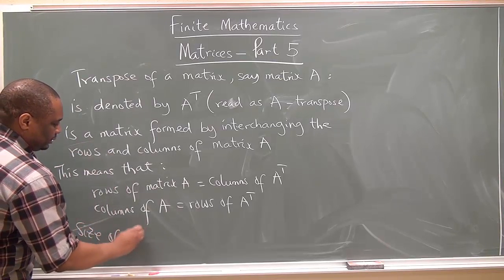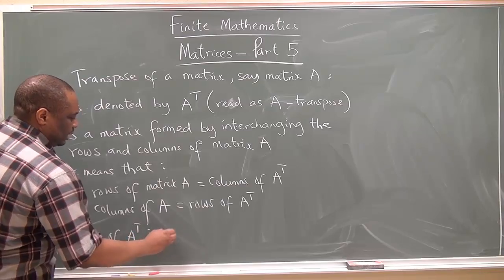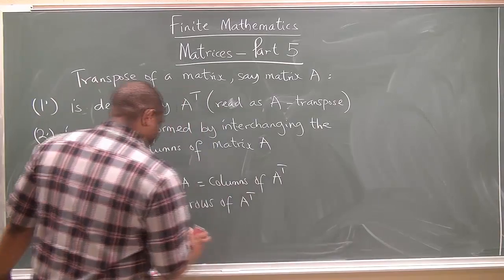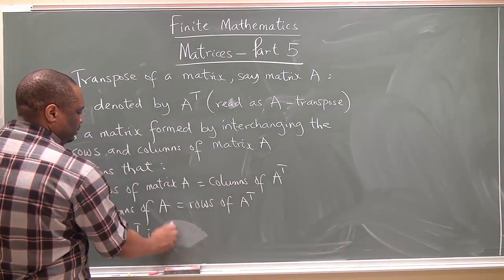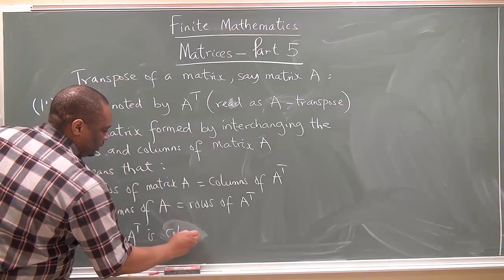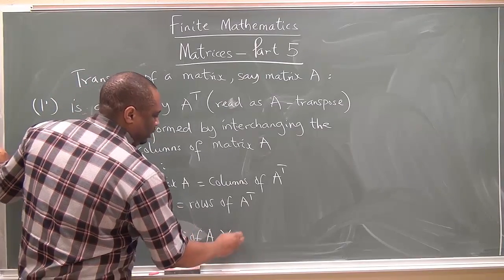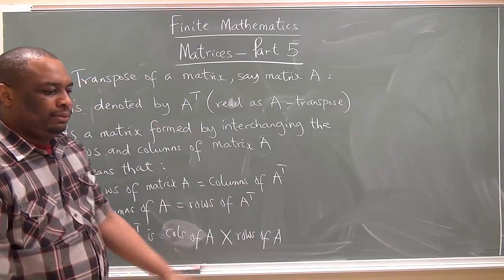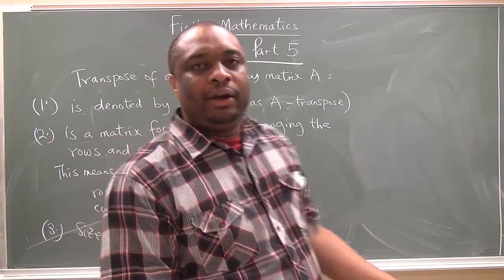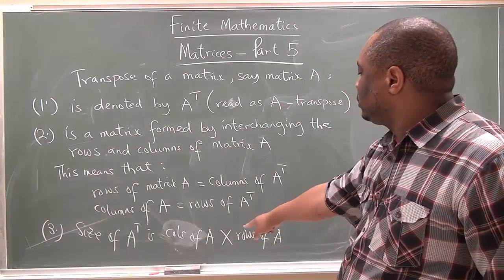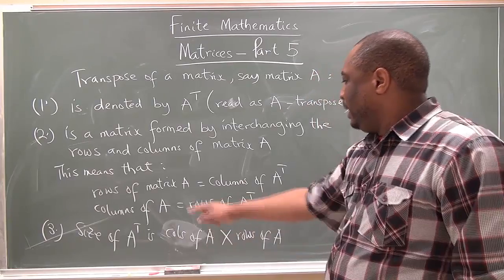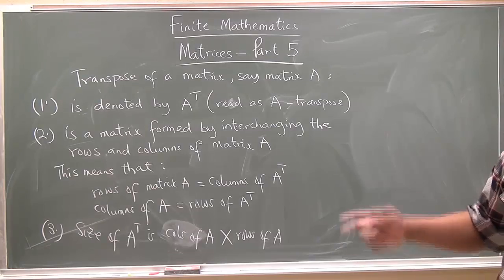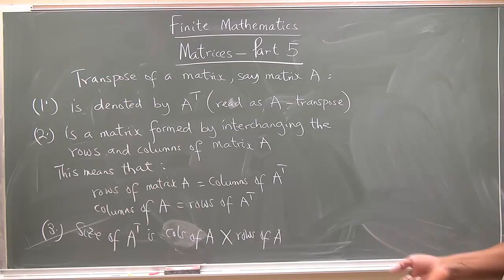The size of A transpose will be columns of A by rows of A. Size is still row by column, but in this case we're looking at it based on A and then A transpose. So this is what we know about transpose: you just interchange the rows and columns of A.